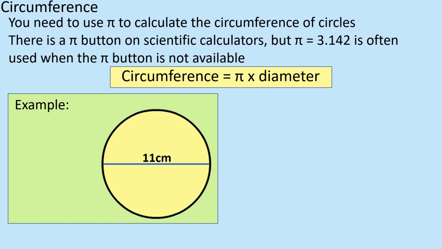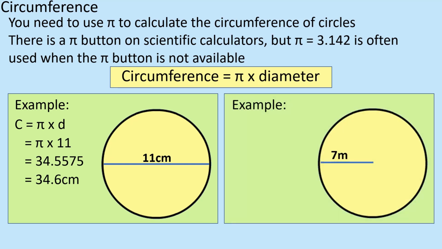In a calculator, we could put pi times diameter, so pi times 11. Now, if it's a non-calculator paper, then you would leave that as 11 pi. If it's not a non-calculator paper, then of course you could put it in a calculator, press your S-D button, which will convert it to a decimal, and it'll give you 34.5575. Rounding to three significant figures or one decimal place, that'll be 34.6.